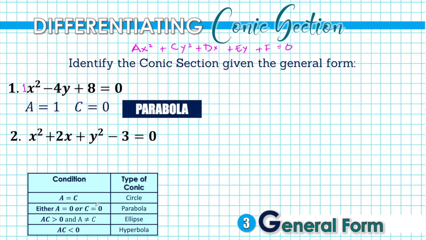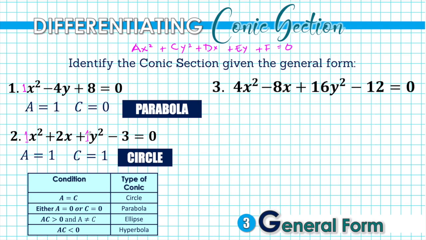Now, for the second equation, we have x squared plus 2x plus y squared minus 3 is equal to 0. So let us identify which is A and which is C. Our A is 1, which is this one. For our C, which is y squared, the coefficient is also 1. So if the condition is A is equal to C, or A and C are both the same, then the type of conic section is a circle.